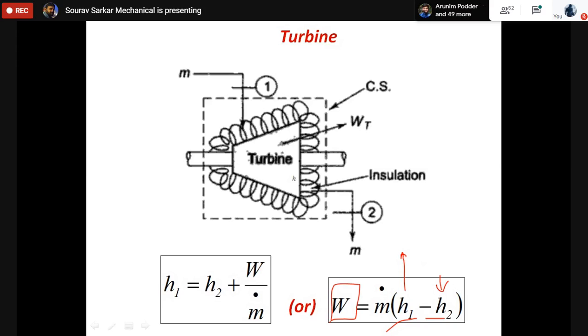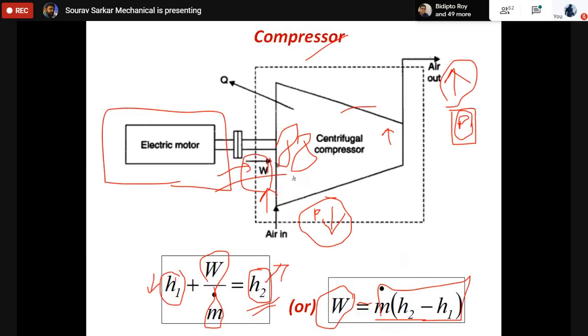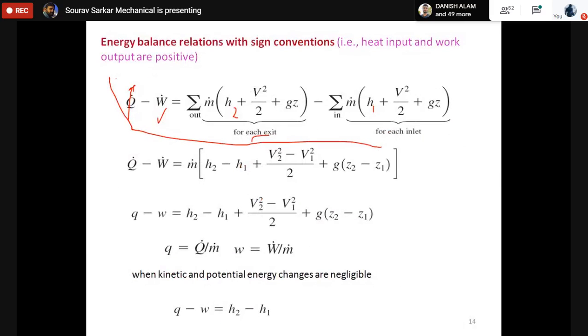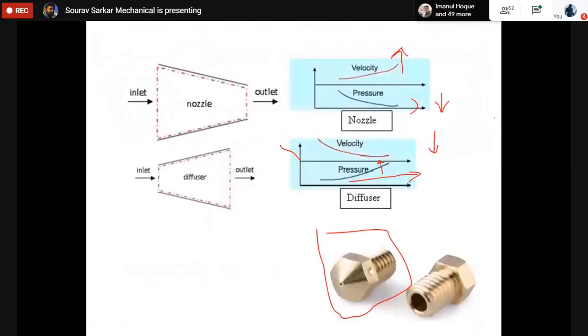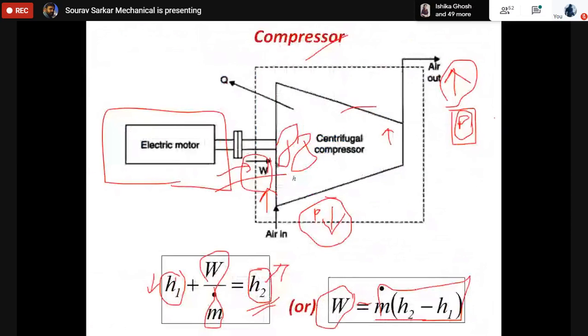So whatever device you consider, you can simply use the steady flow energy equation, and based on the device, if it is a nozzle, Q and W both become 0. If it is a turbine, this W is going to become negative. If it is a compressor, then this will become positive. This is the same equation that you can apply for any kind of steady flow device, by which you can do an energy balance and find out how much work is needed to run the device.